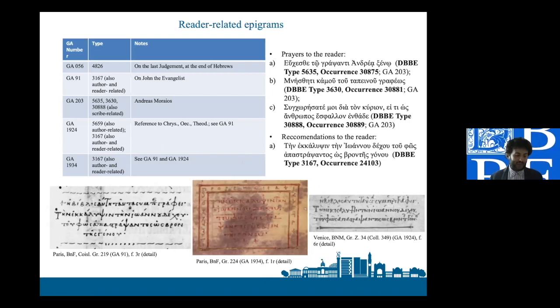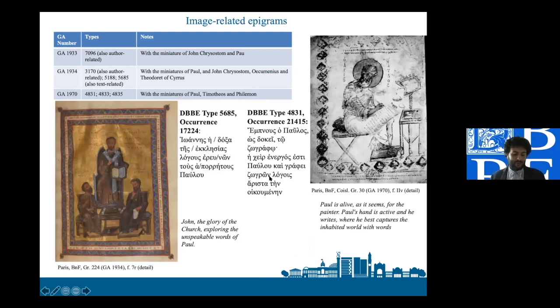Finally, the last two categories of New Testament epigrams that I consider for the presentation are those that are recorded as image-related or text-related epigrams in the database. The first category implies mostly epigrams written alongside the miniature of Paul, biblical figures, or Greek church fathers. For instance, in the manuscript GA 1934, there is a series of two book epigrams written into the frame of the miniature that illustrates John Chrysostom showing the corpus Paulinum to Ecumenius and Theodoret.